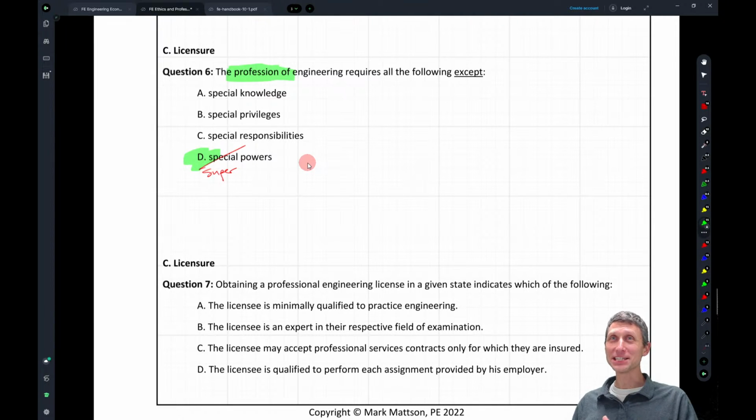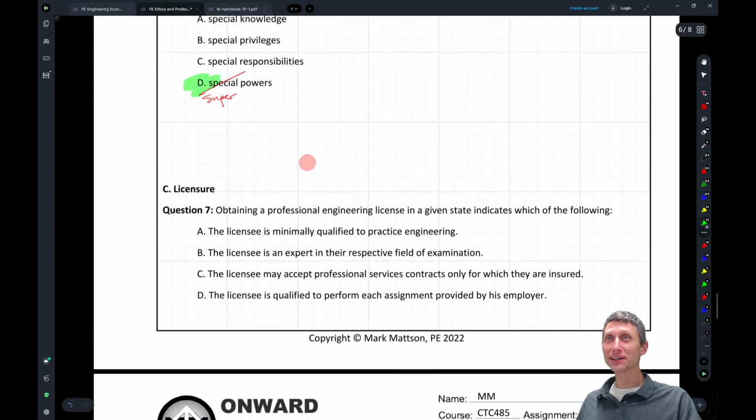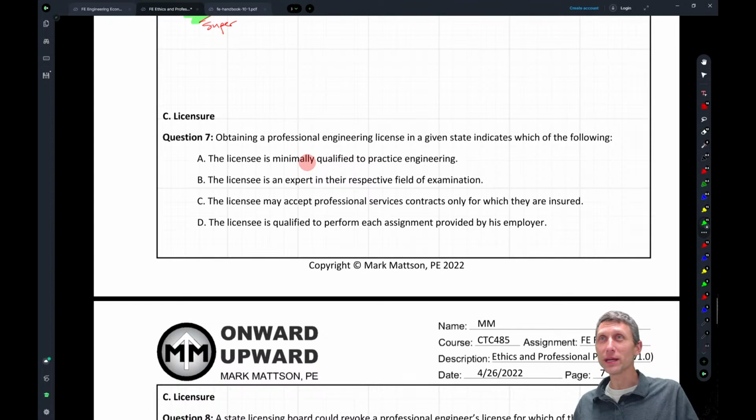All right, licensure. Obtaining a professional engineering license in a given state indicates which of the following? I kind of like this question because it gets to the heart of the issue: what does a professional engineering license actually mean? Does it mean A, that you're minimally qualified? B, you're an expert in your field of examination? C, you may accept professional services if you're insured for them? D, you're qualified to perform the assignment provided by your employer? Which one of these?